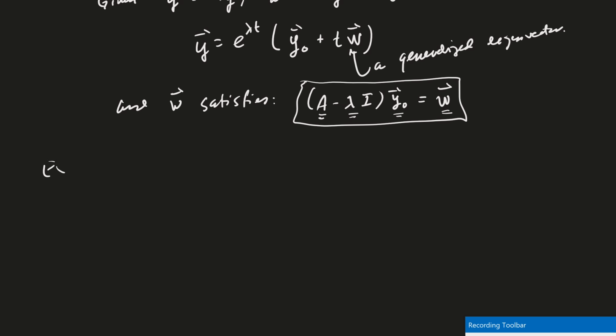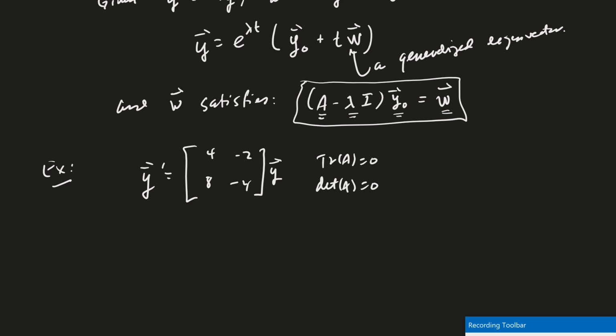So example, y prime is equal to the matrix 4, minus 2, 8, minus 4. Maybe I shouldn't do this. Well, I like this one. It's kind of fun. The trace in this case is 0. Determinant is 0. So therefore lambda squared minus the trace of A times lambda plus the determinant of A equals 0 is our characteristic polynomial, or lambda squared equals 0. So therefore lambda equals 0 and 0.